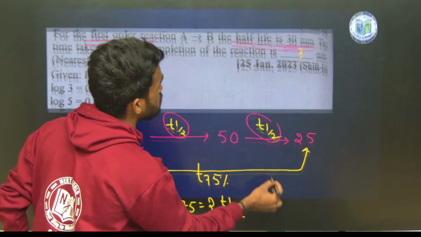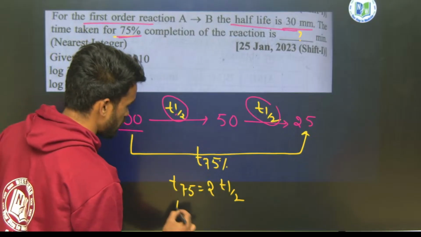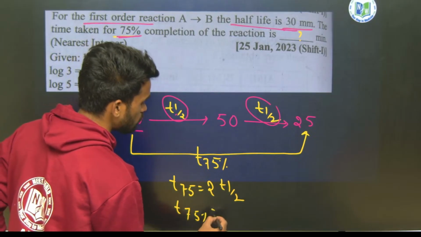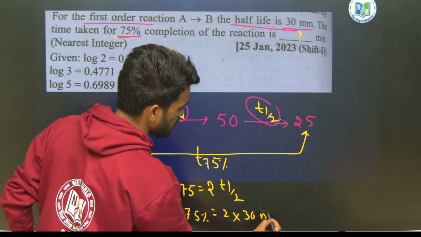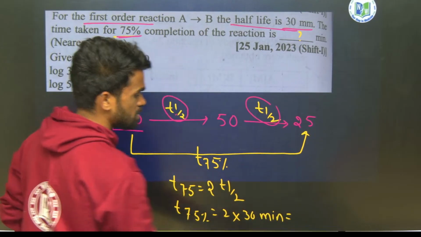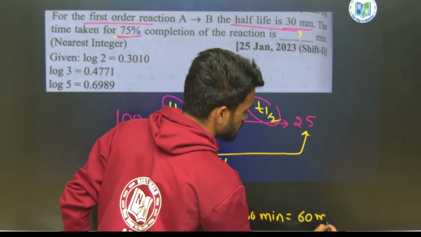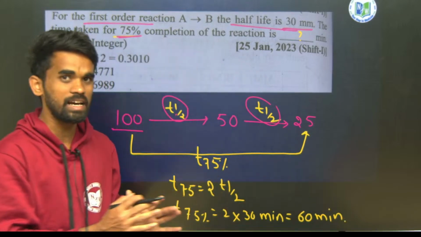So use this concept to solve this question. T 75% equals 2 times T 50%, that is 30 minutes. So 30 minutes. So what is the answer for this? Just 60 minutes will be your answer. Hope this is simple and clear now, right?